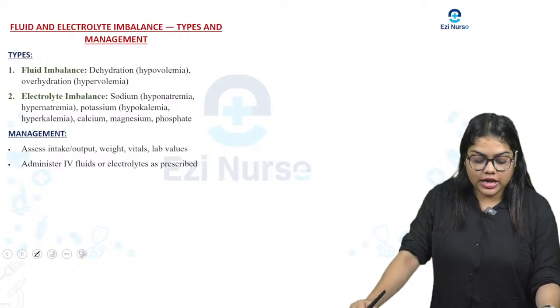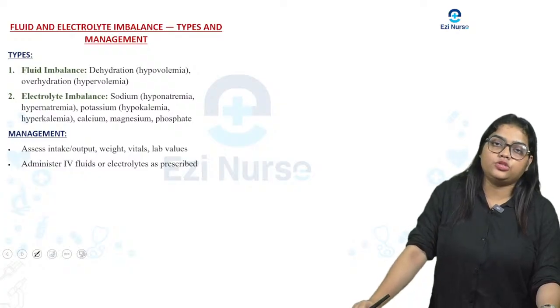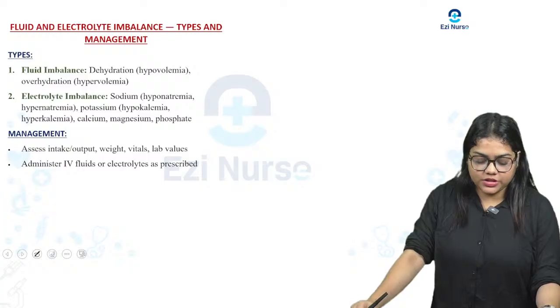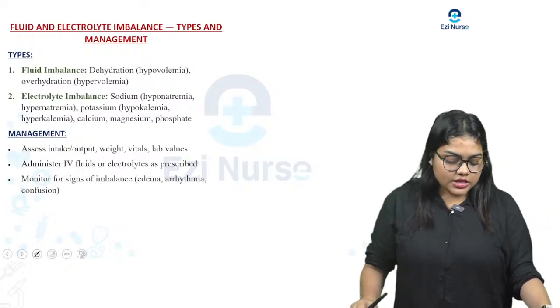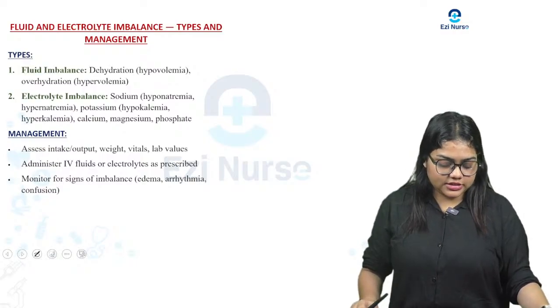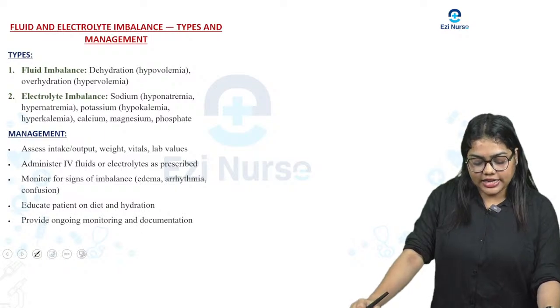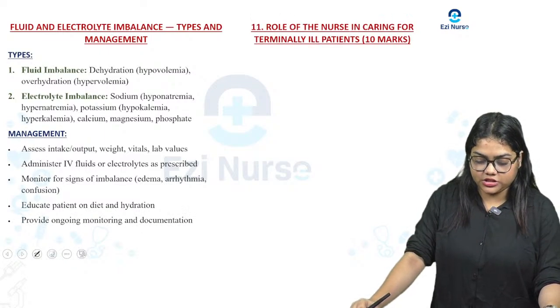We can manage it by assessing intake, output, weight, vital signs and lab values of the patient. Along with that, we have to administer IV fluids or electrolytes as prescribed by the doctor. Then monitor for signs of imbalance such as edema, arrhythmia and confusion. We have to educate the patient on diet and hydration. We have to provide ongoing monitoring and documentation.